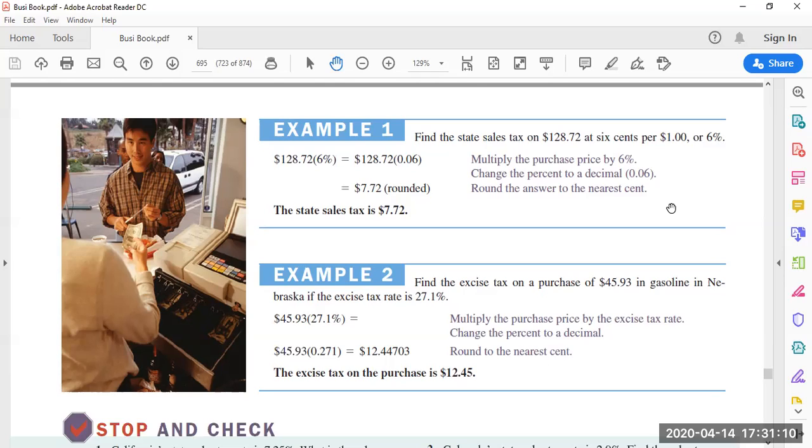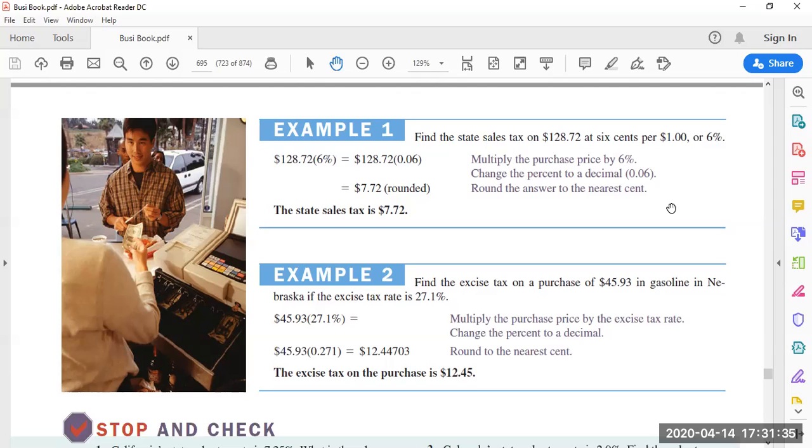So for every dollar of value that you purchase something for, 6 cents will be charged as a sales tax. In this example, the $128.72 would be multiplied by 6%, and this 6% amount, $7.72, will be the amount of sales tax.